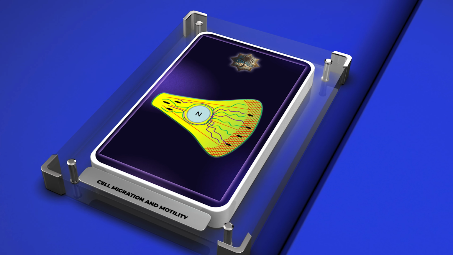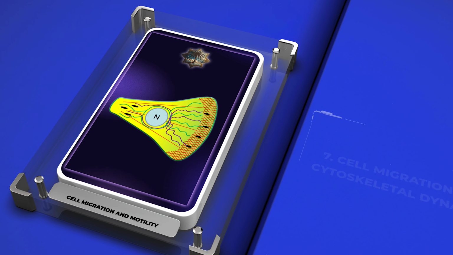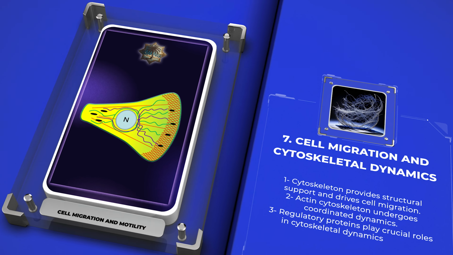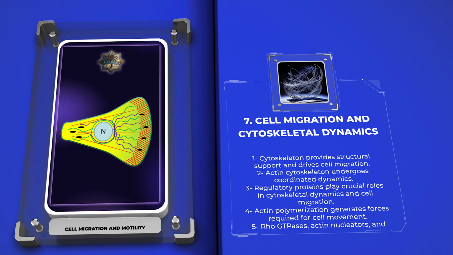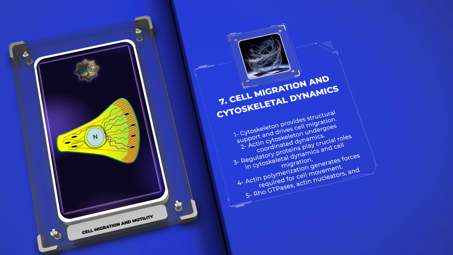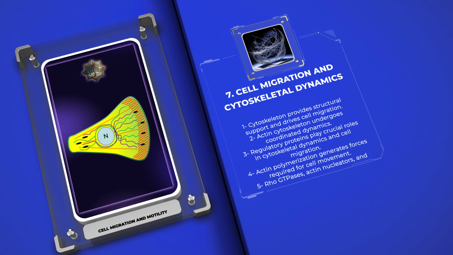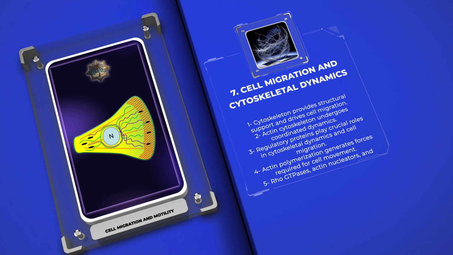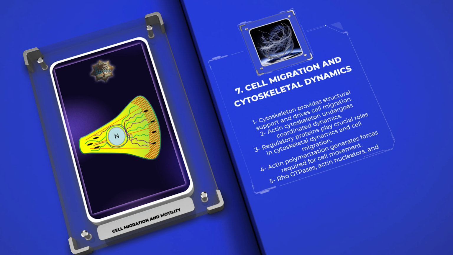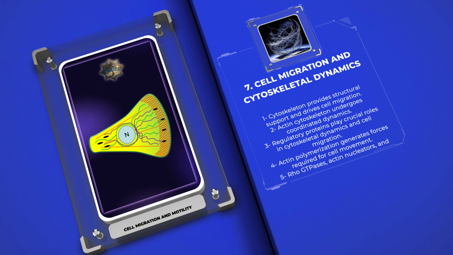The cytoskeleton, composed of actin filaments, microtubules, and intermediate filaments, provides structural support and drives cell migration. The actin cytoskeleton undergoes coordinated dynamics, including polymerization, bundling, and depolymerization, to generate forces required for cell movement. Regulatory proteins such as Rho GTPases, actin nucleators, and myosins play crucial roles in orchestrating cytoskeletal dynamics and cell migration.